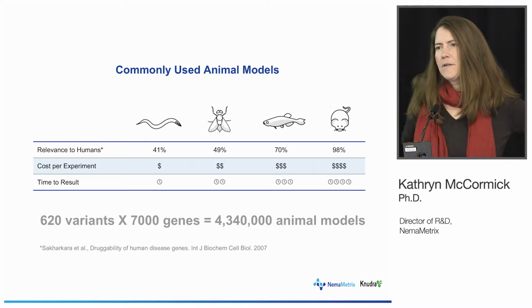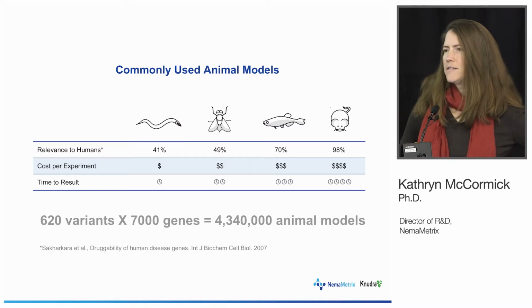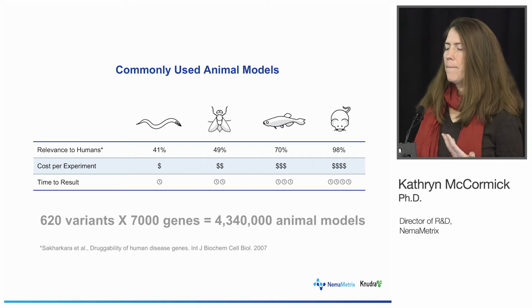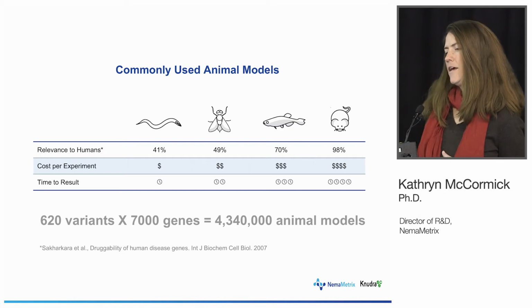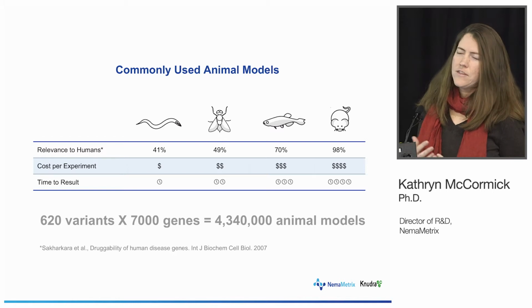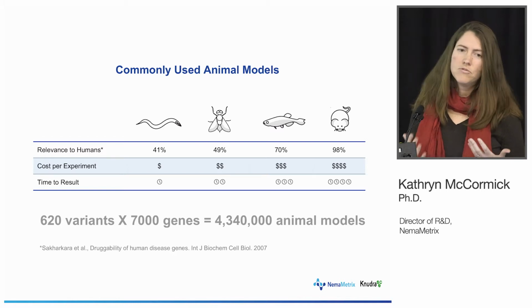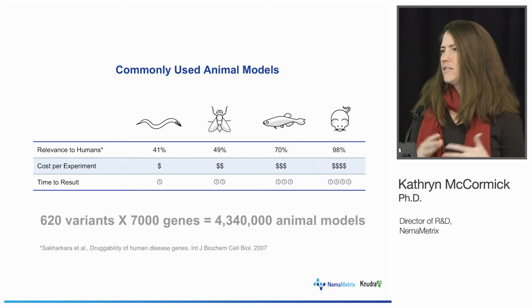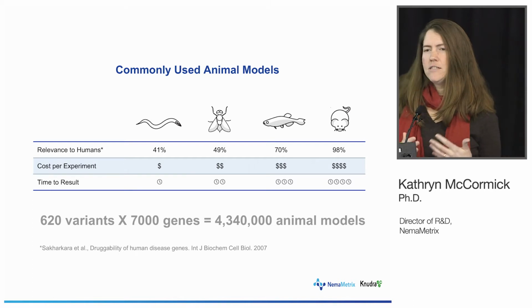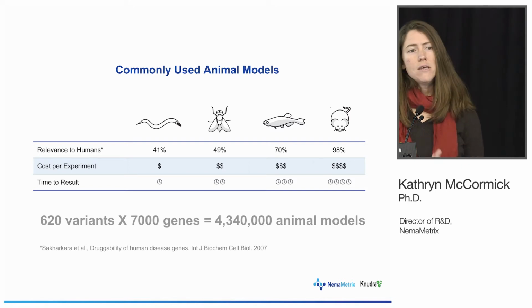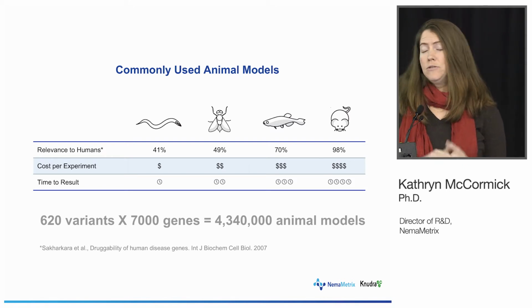So as Chris was explaining, the problem of variants of uncertain significance can be quite large if you look at it with just these raw numbers. If we take an average of 620 variants per gene and 7,000 genes in the human genome that are disease genes and multiply that out, we get about 4.3 million different variants that need to be vetted for whether they're pathogenic or benign or they're still uncertain.